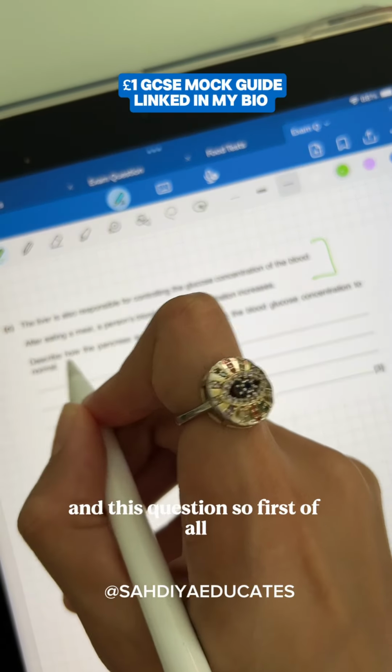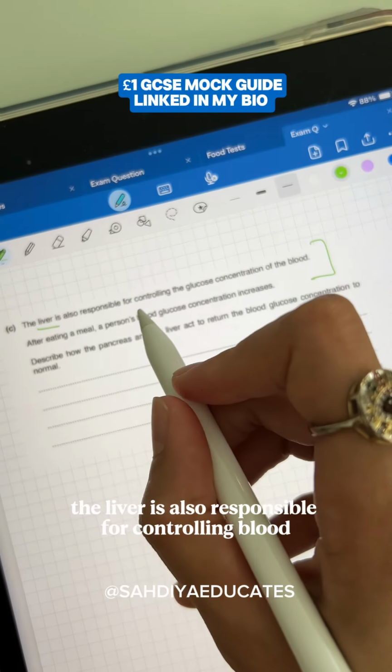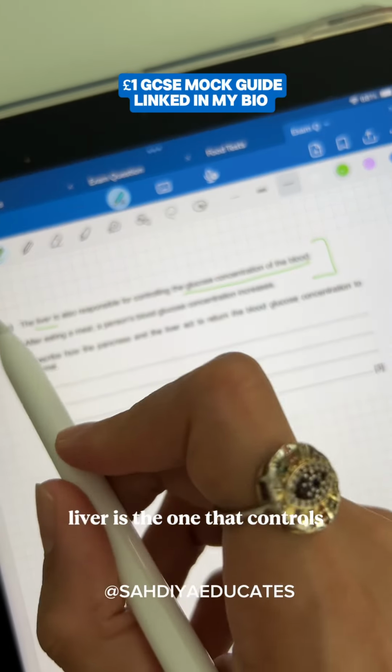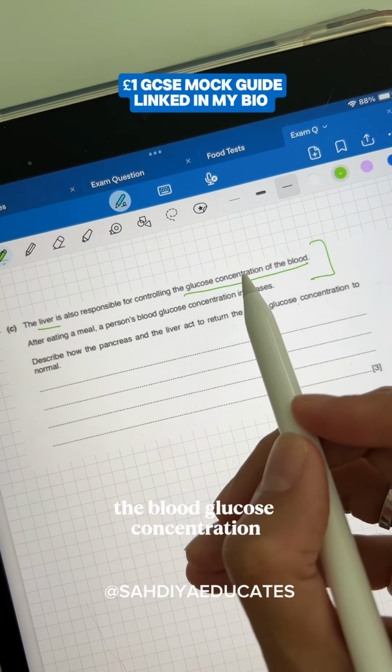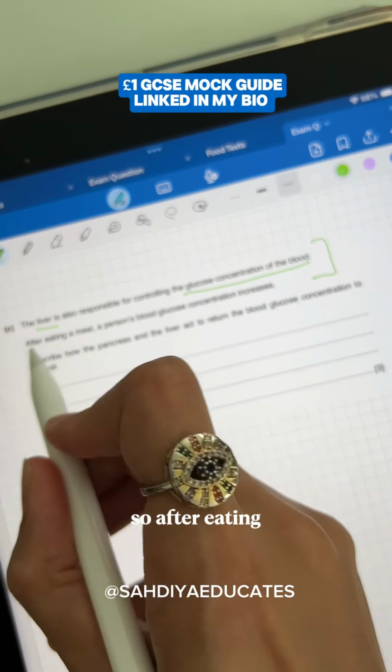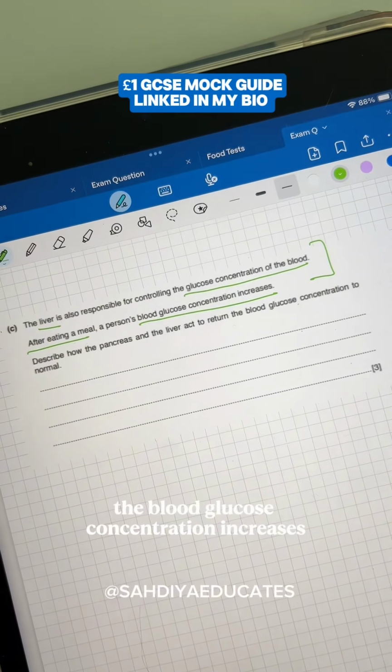So first of all, in the question it's saying the liver is also responsible for controlling blood glucose concentration of blood. So here it's telling you liver is the one that controls the blood glucose concentration. After eating a meal, a person's glucose concentration increases. So after eating, the blood glucose concentration increases.